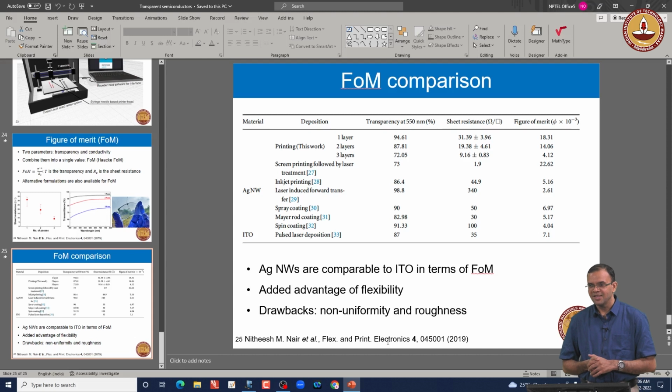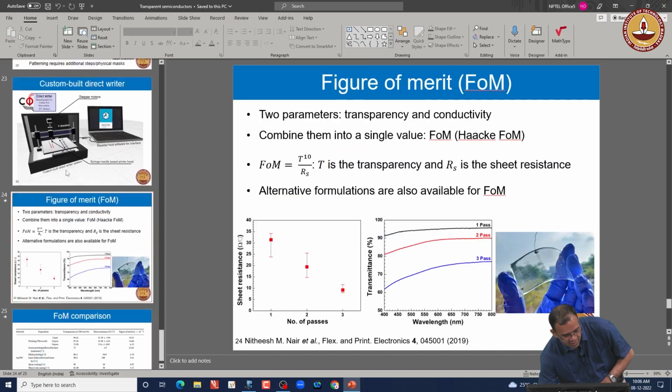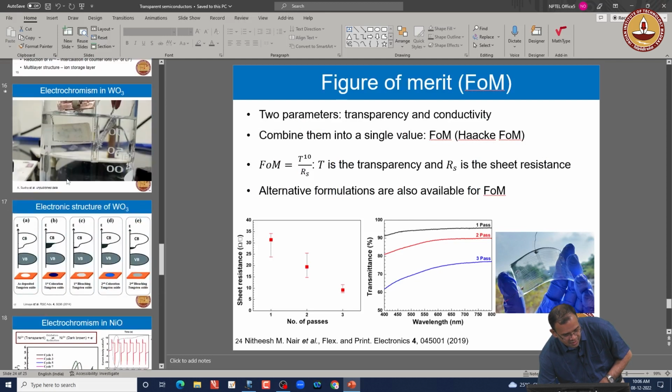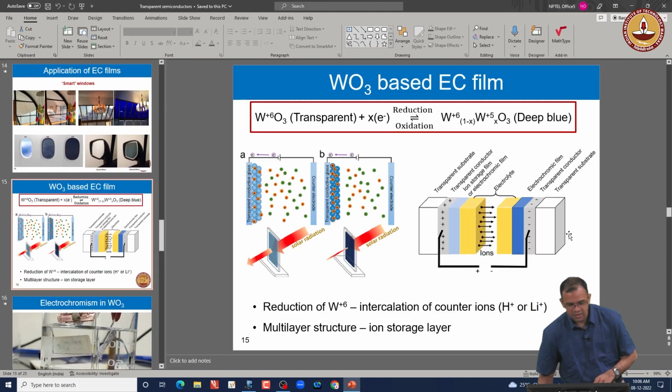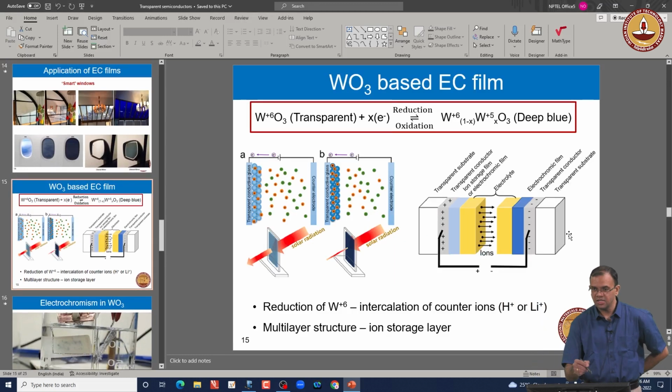Can you please explain the cathodic coloring and anodic coloring? Yeah, let me just go back. If you see here, you have tungsten that's +6 oxidation state. This is transparent. If I want this to be colored, I reduce the oxidation state from +6 to +5. So that is a reduction reaction, and that is an example of cathodic coloring. So somehow I need to get electrons into this.